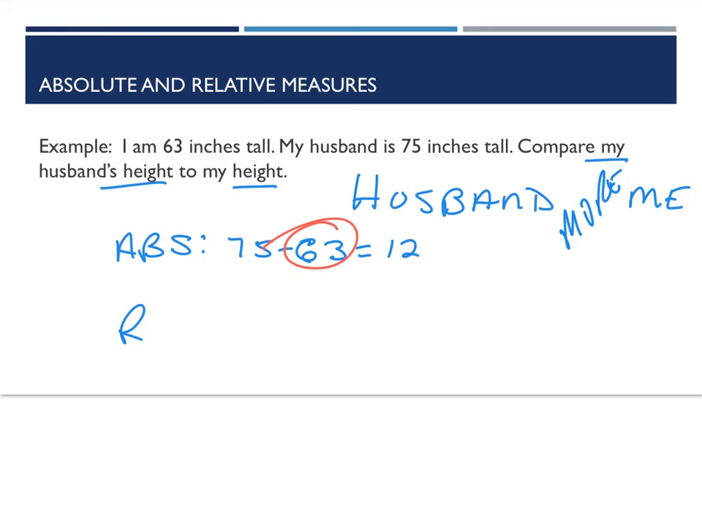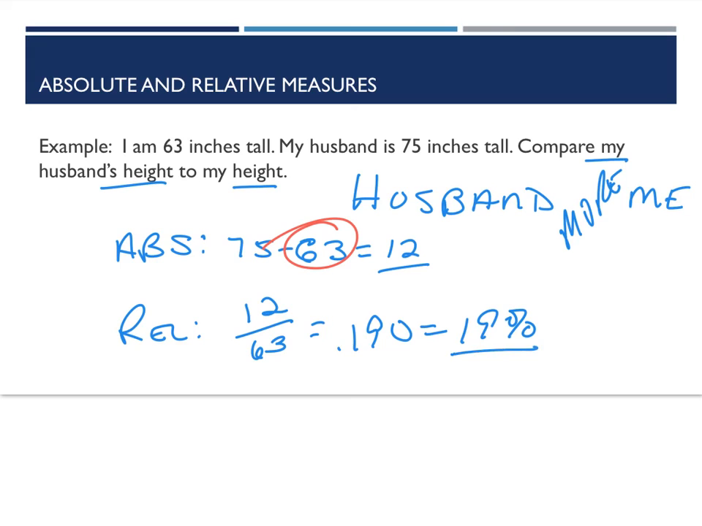When I go to find the relative difference, we're using my height as the reference, not his. So when I do the division, I'm going to be dividing by the 63 instead of the 75. And that is 0.190, which is 19%. So my husband is 12 inches taller than me, or he's 19% taller than me.